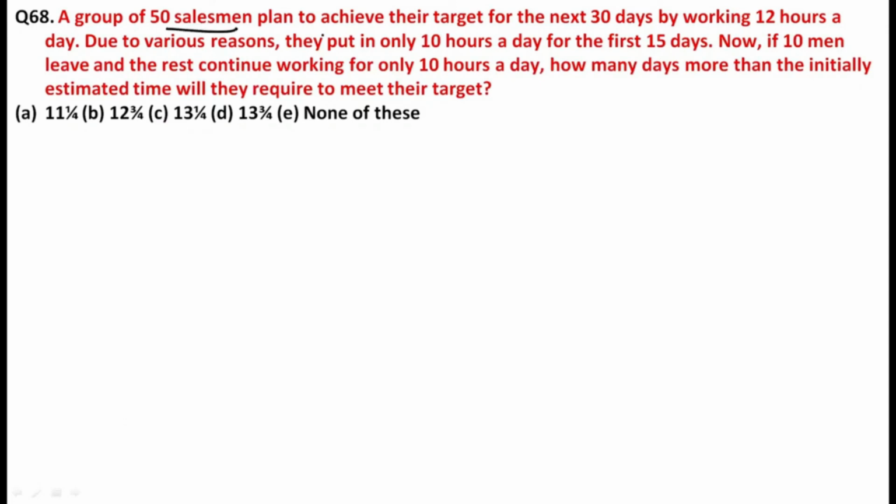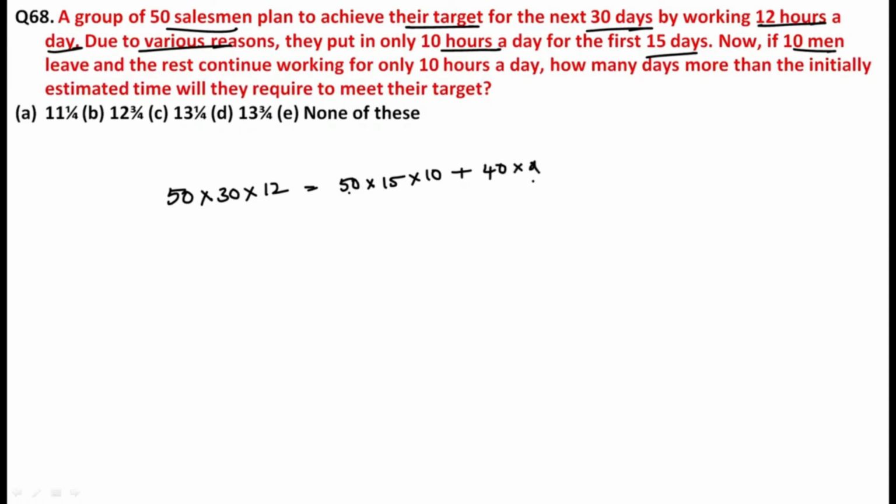A group of 50 salesmen plan to achieve their target in the next 30 days by working 12 hours a day. Now, the 50 salesmen achieve their target in 30 days and they work for 12 hours. Due to various reasons, they work only 10 hours a day. So in the first 15 days, 50 men are working 15 days, per day 10 hours. If 10 men leave, we are left with 40, and the rest continue the work in only 10 hours a day. We don't know how many days they are working, but they are working 10 hours per day. Now let's go through that.